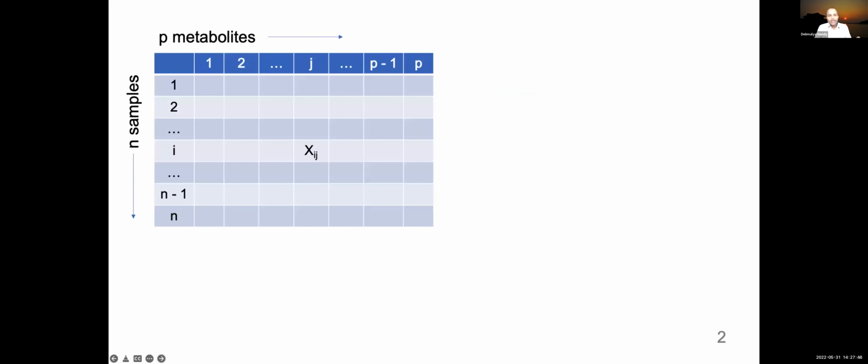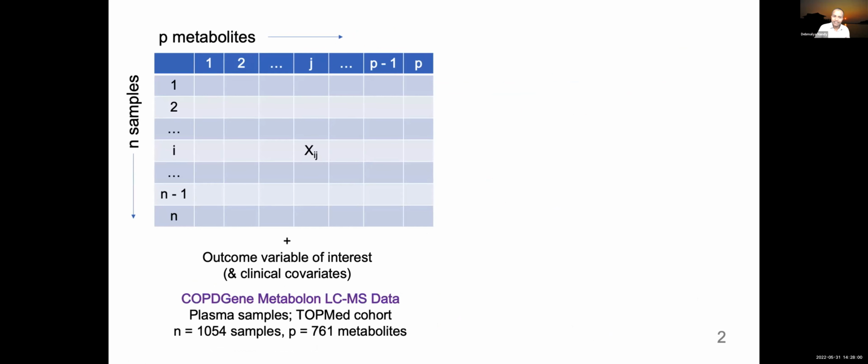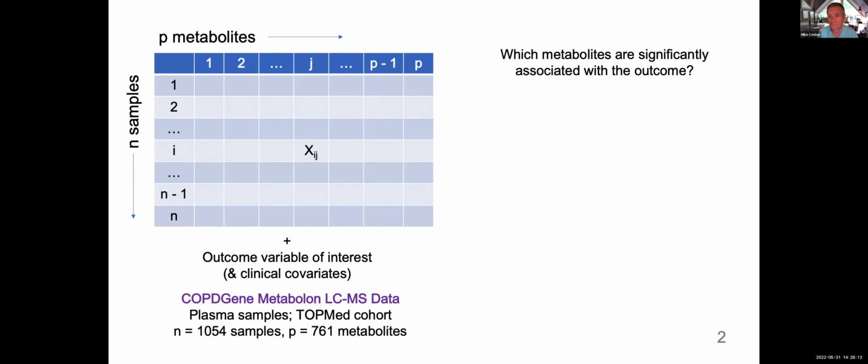So suppose we have this metabolomics data set with n individuals, each having information on p metabolites, and we have an outcome variable of interest, and we have some clinical covariates that we adjust for. For example, we are working with the COPD gene metabolome LCMS dataset collected from the plasma samples of this TopMet cohort with about 1,050 samples and about 760 metabolites. Now the question is, which metabolites are significantly associated with the outcome? In our case, it could be some marker of lung capacity or even the gender.